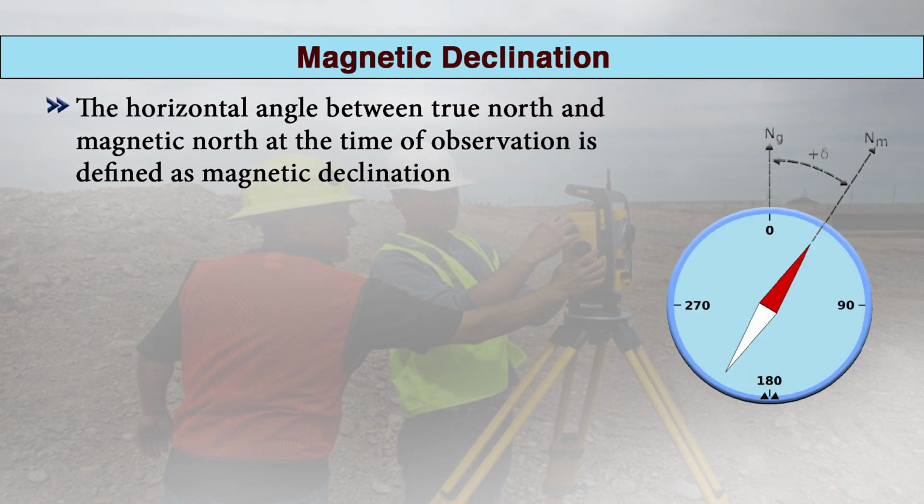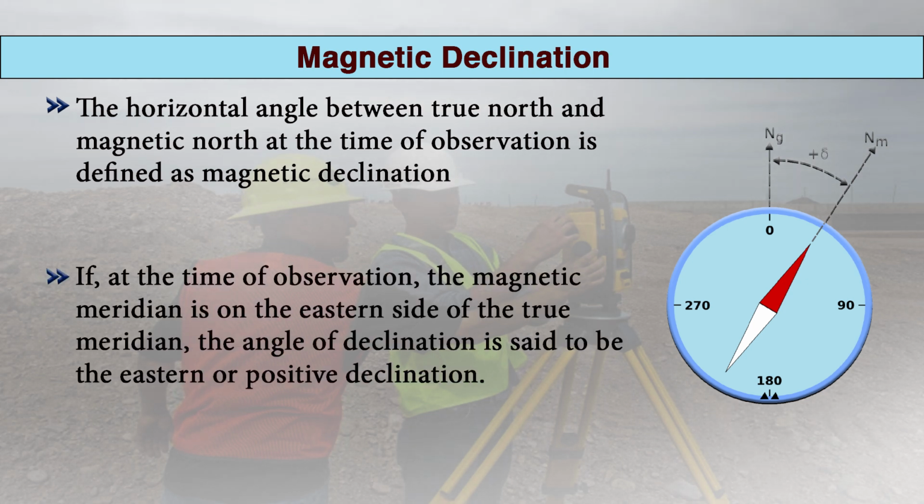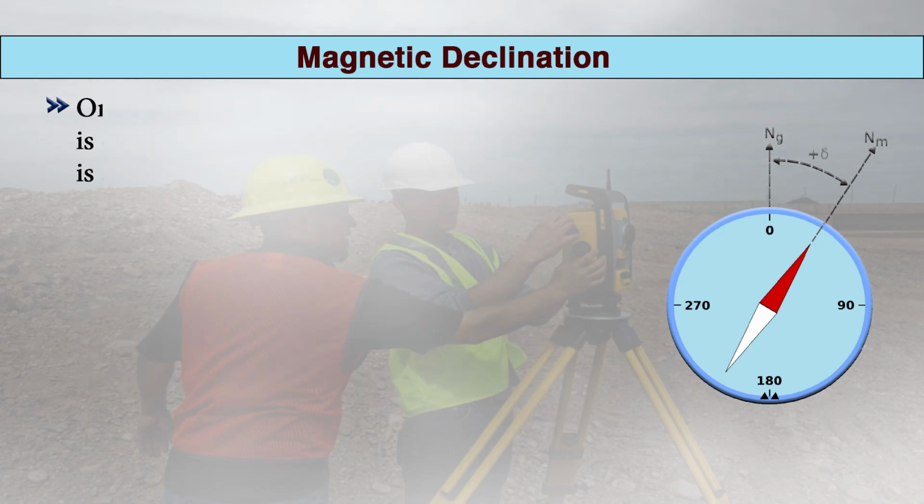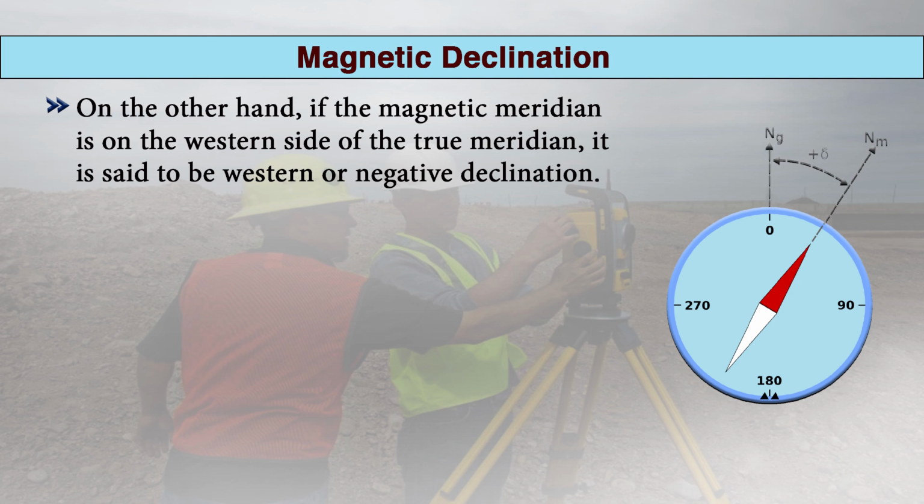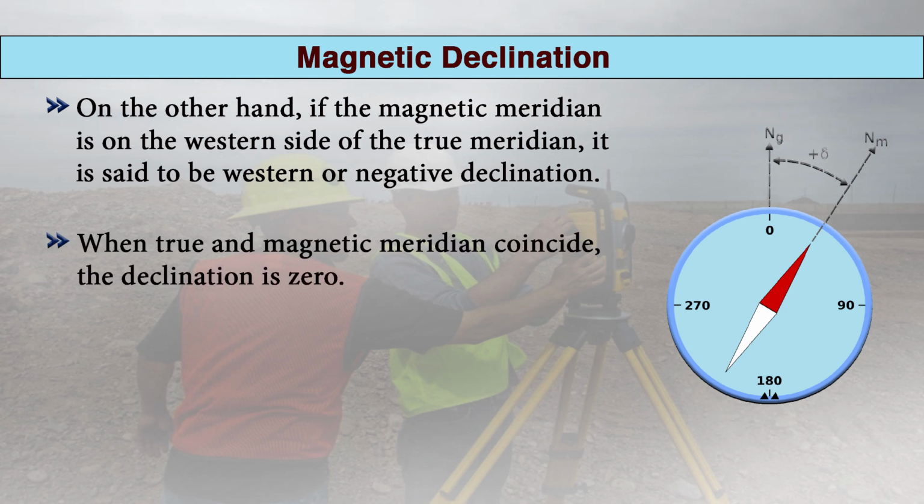The horizontal angle between true north and magnetic north at the time of observation is defined as magnetic declination. If at the time of observation the magnetic meridian is on the eastern side of the true meridian, the angle of declination is said to be eastern or positive declination. On the other hand, if the magnetic meridian is on the western side of the true meridian, it is said to be western or negative declination. When the true and magnetic meridian coincide, the declination is 0.